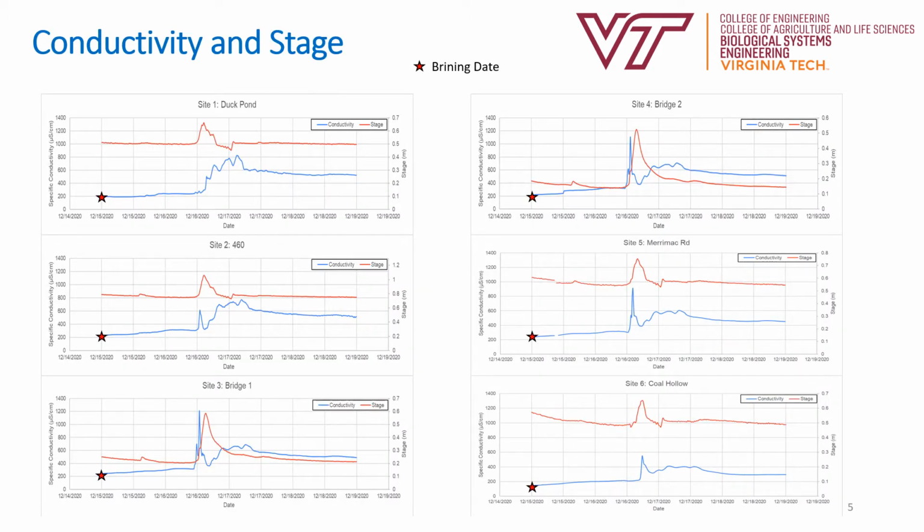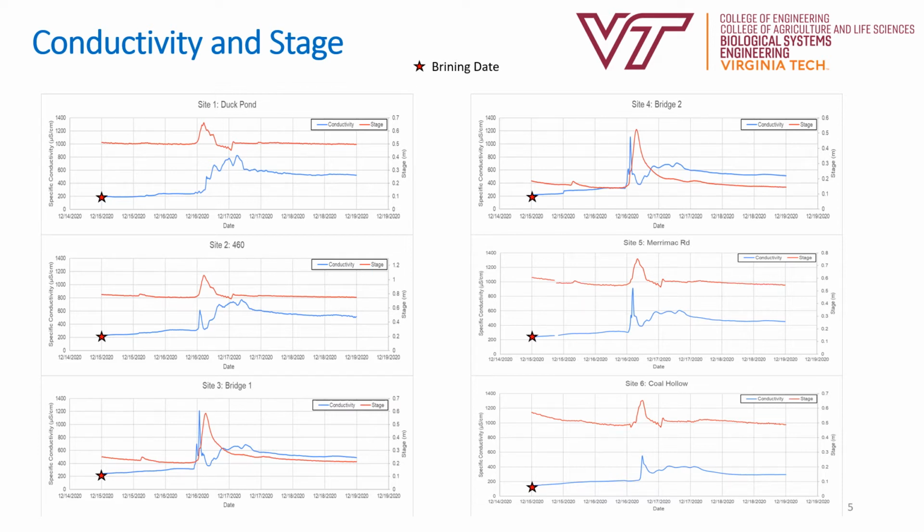To start with the data analysis, I plotted specific conductivity in microsiemens per centimeter and stage in meters, which is the water level. These are all from the same storm event on December 16th, which occurred after they brined the roads on December 15th, shown by the red star. You can see that when there's a hydrologic peak in the stage, there's also a spike in conductivity.